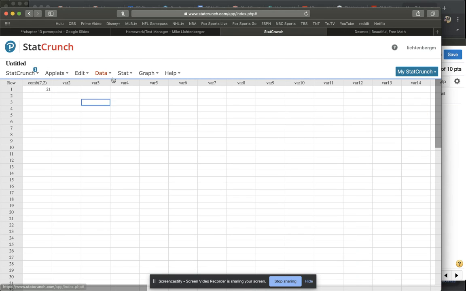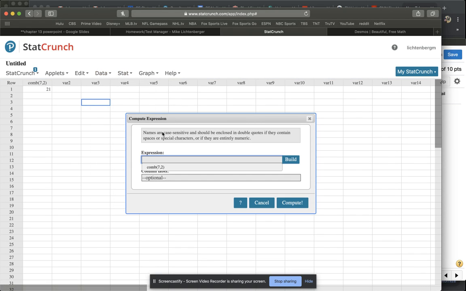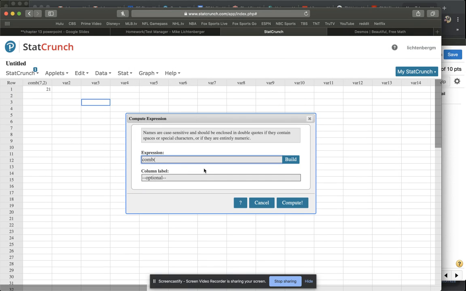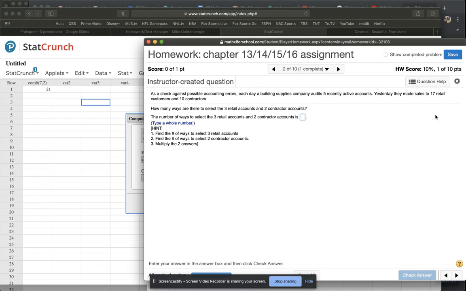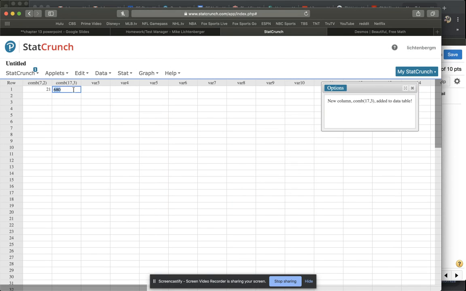So when I go to StatCrunch, again, I'm going to go Data, Compute, Expression. Now I'm going to do COMB. Again, I'm going to do 17, 3. Okay, why that? Because there are 17 total retail accounts, and I want to choose 3 of them. Okay, so notice that answer is 680.